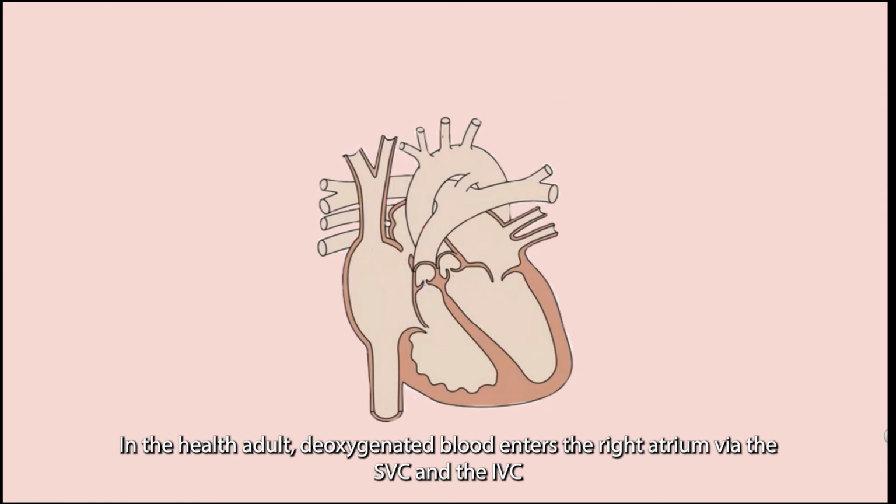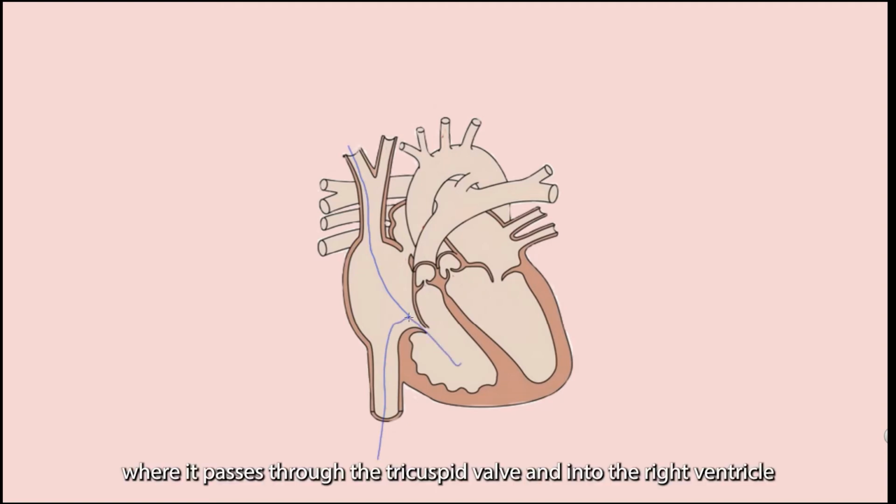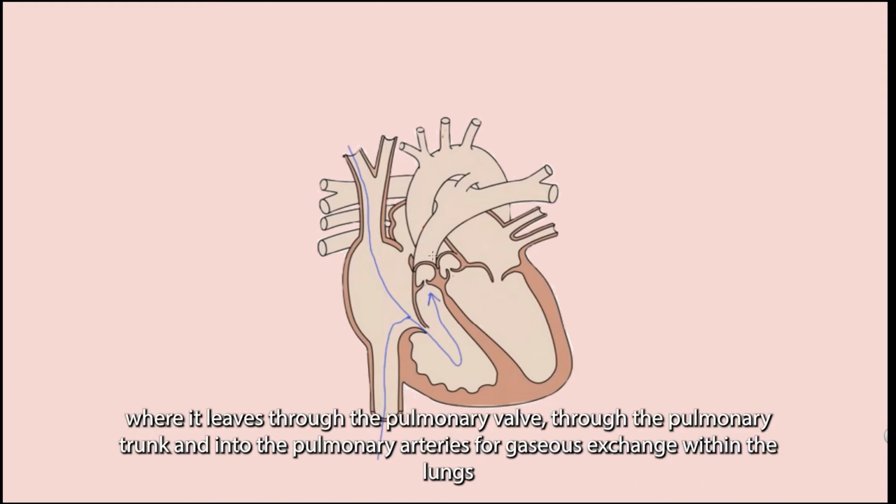In the healthy adult, deoxygenated blood leaves the systemic circuit and enters the right atrium via the SVC and the IVC. It passes through the tricuspid valve and into the right ventricle, where it leaves through the pulmonary valve, through the pulmonary trunk, into the pulmonary arteries for gaseous exchange within the lungs.